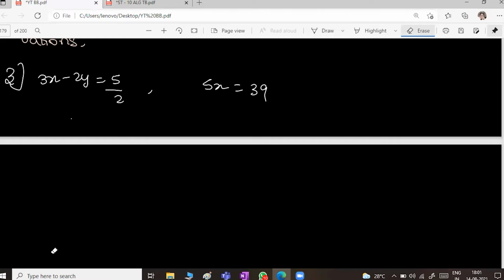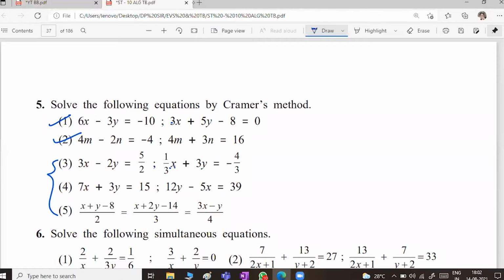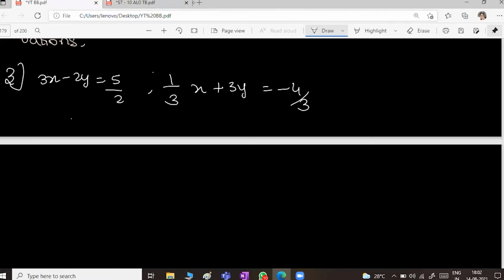It happens, part of life. So sorry, excuse me for that. What is the question? 1/3 x plus 3y is equal to minus 4 by 3. Thank you for reminding. Here is the question. Compare this.